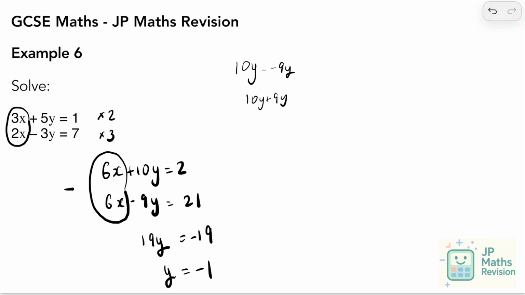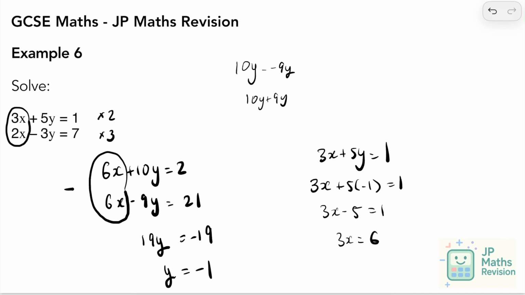Now I'm going to pick an equation, so I'm going to go with the top one. So 3x plus 5y equals 1, and I'm going to sub in y equals minus 1 this time. So 3x plus 5 times minus 1 equals 1. So 3x minus 5 equals 1. 3x equals 6 if we add 5 to both sides, and therefore x is equal to 2.